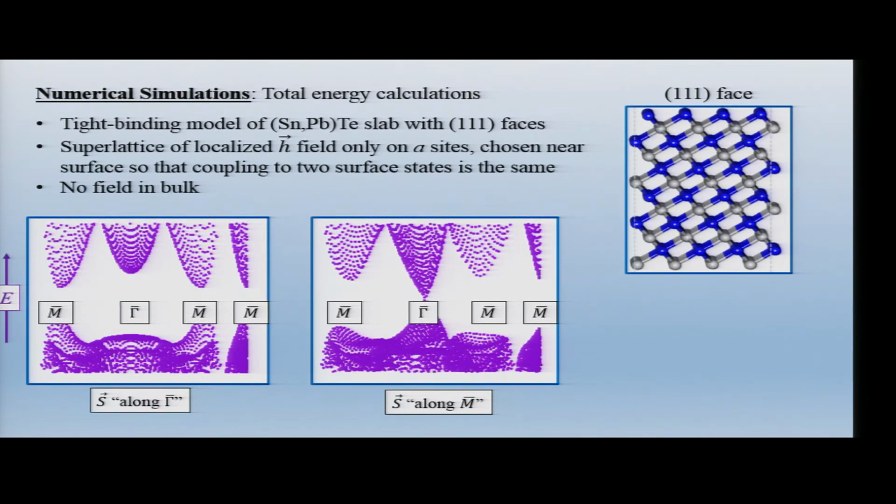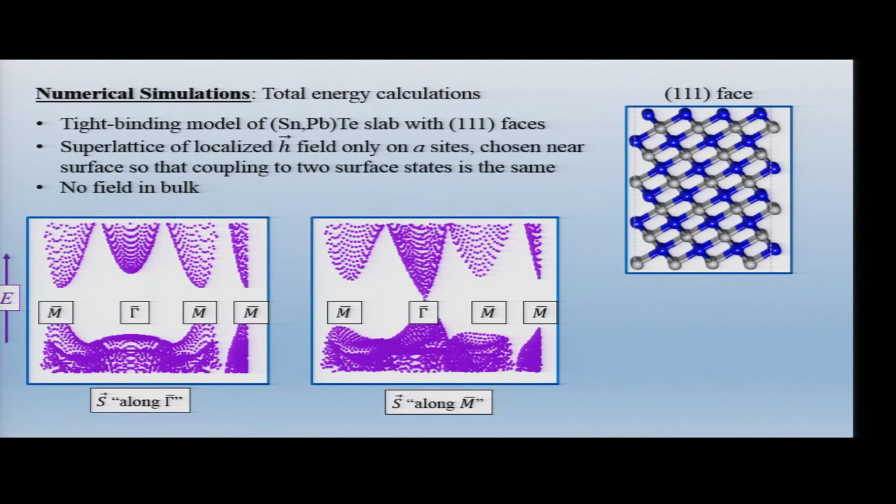And we actually place them in such a way as to make the coupling to the states associated with the gamma bar surface states and the M bar surface states equal, so that's what we expect to happen on average in the real system, where the placement of the atoms is going to be somewhat random.